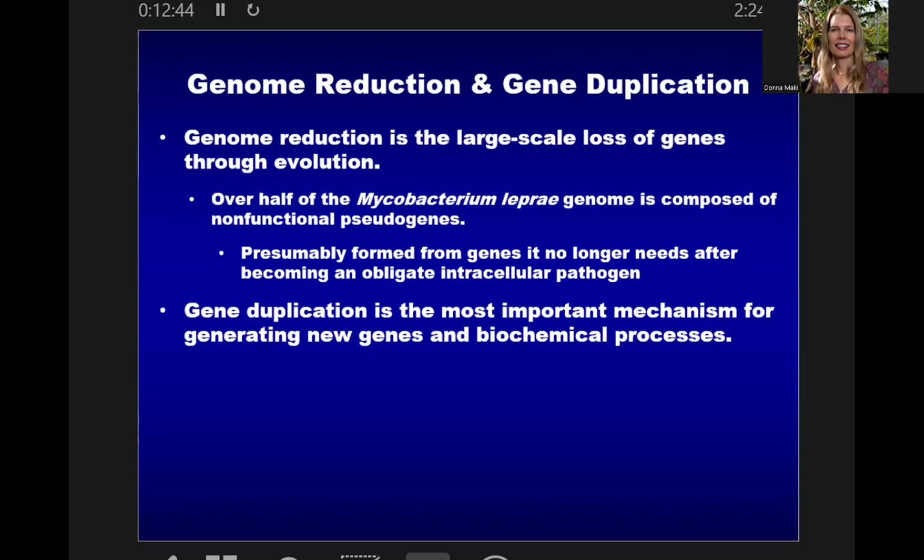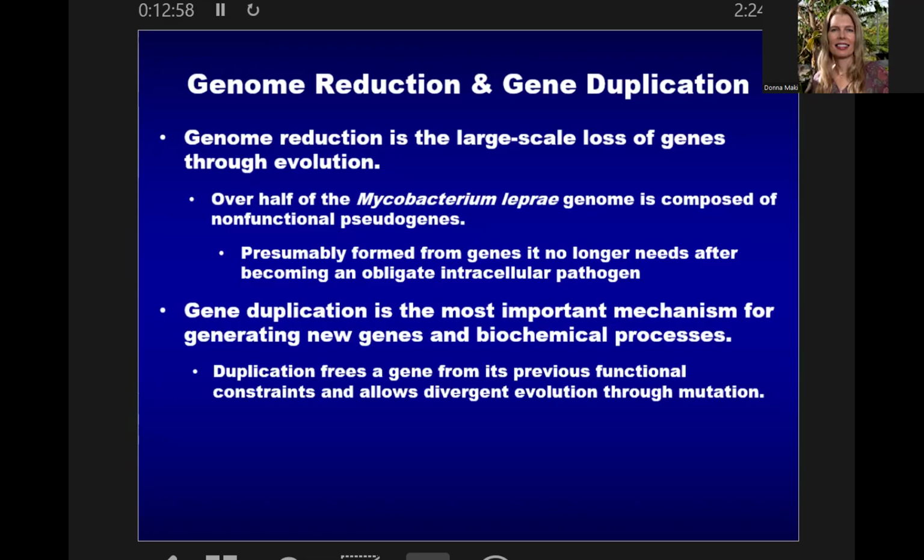And the flip side is this idea of gene duplication. Remember, microbes are haploid, okay? However, they can generate new genes through gene duplication. It usually happens during cell reproduction, when they're copying their DNA before they split in two. The duplication event happens usually during that time. And I always think of it as an extra gene that they can play around with, depending on their habitat. They could turn it into something useful. And so it can free a gene from its previous functional constraints and allow divergent evolution through mutation.